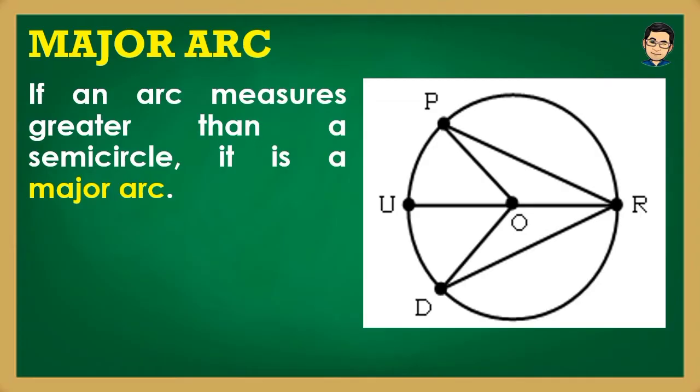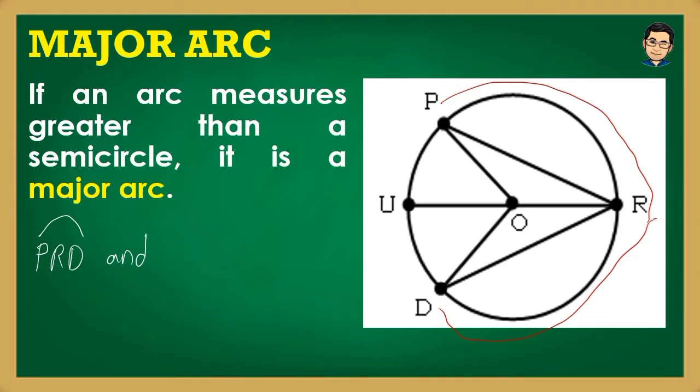So, ano nga ba ang major arc na pwede nating i-identify dito sa given circle? So, and that is arc PRD. Ayan. Pwede yan. Ano pa ba? Pwede rin naman yung UDP. Okay? So, yung una natin, lista lang natin. Arc PRD, and what else? UDP, arc UDP, are major arcs.